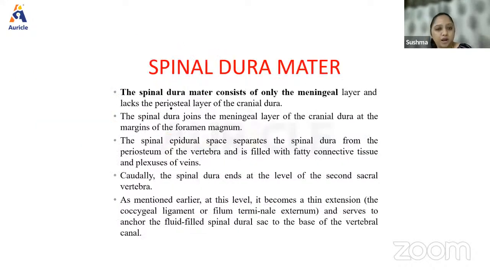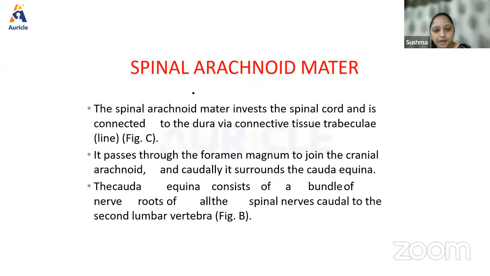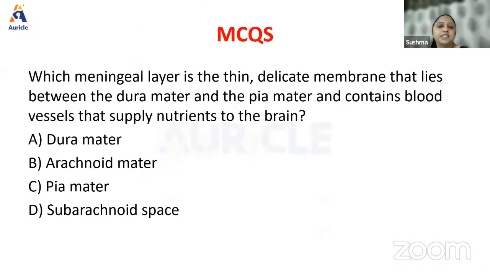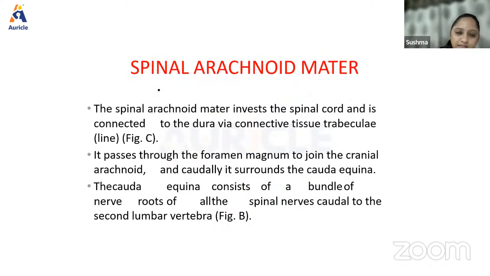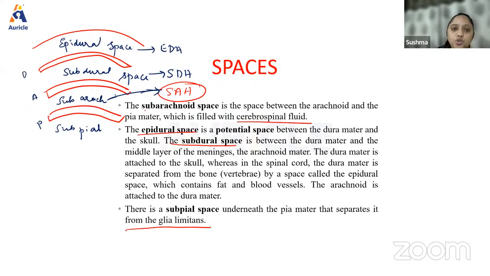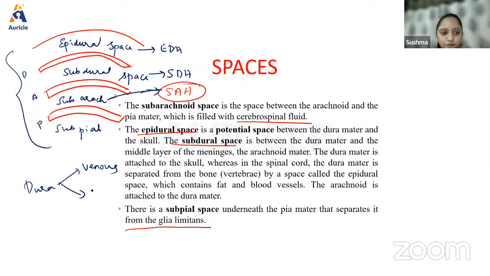Then we have the spinal dura mater, which is not very important for you guys. Spinal arachnoid and spinal dura mater. I've just included this for the sake of completion. But what you should know in this session is these dural spaces are very, very important. And in the dura mater, you should know the dural venous sinuses and folds, especially falx cerebri and tentorium cerebelli. These are very, very important. And extensions also you should know, which we have already done.